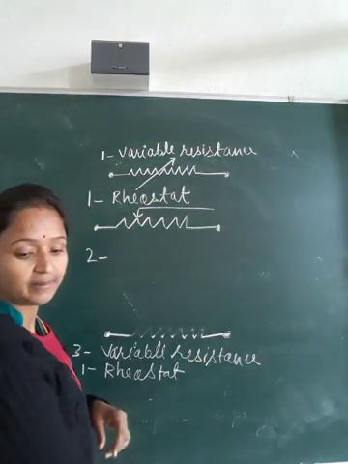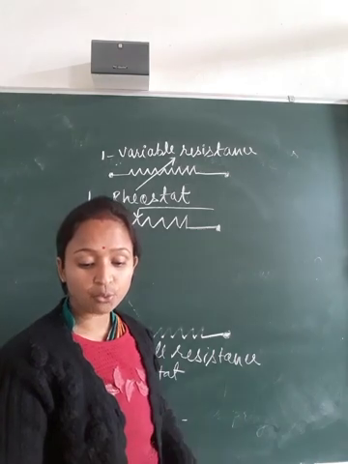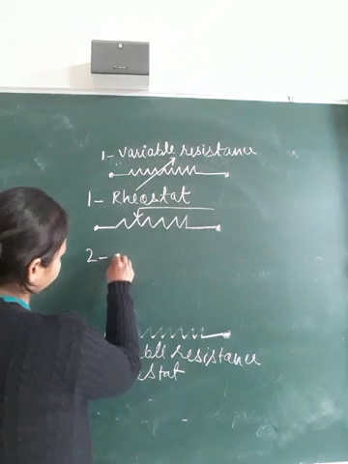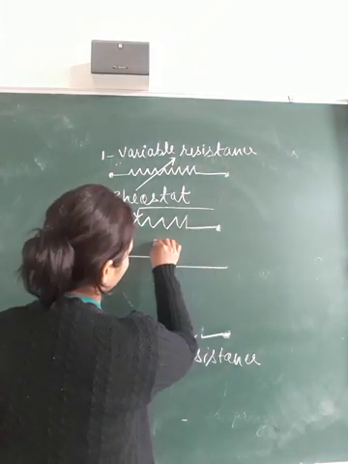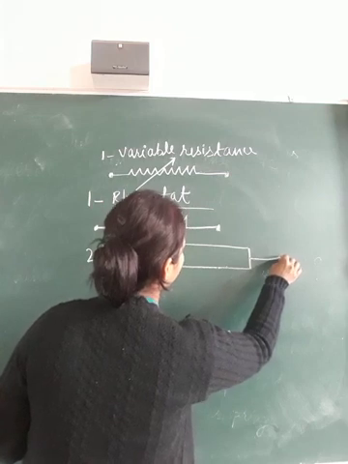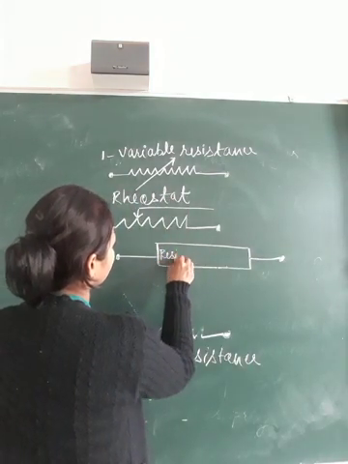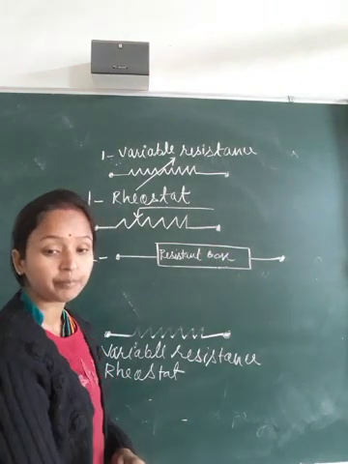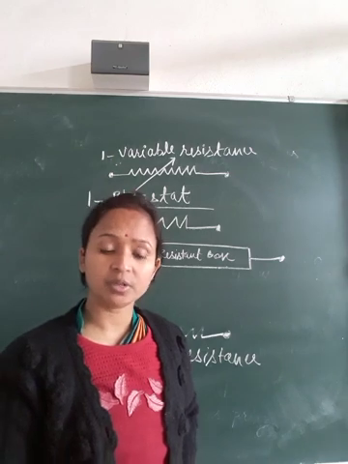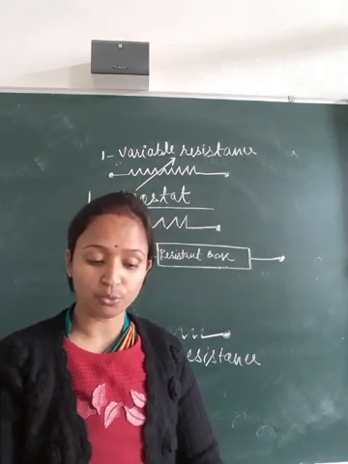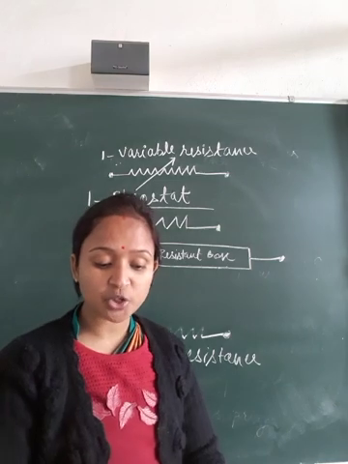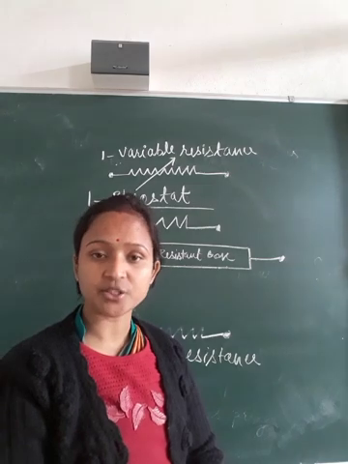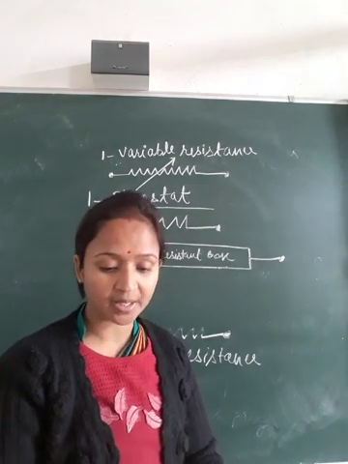The second one is the resistance box, or known variable resistance. In the resistance box, an arrangement of a number of known resistances which can be added to or removed from an electric circuit is called the resistance box.